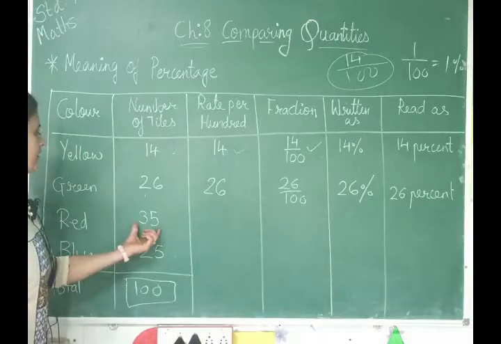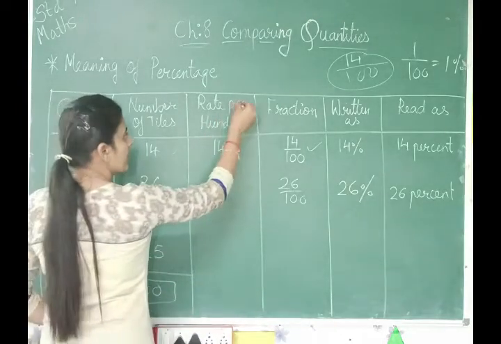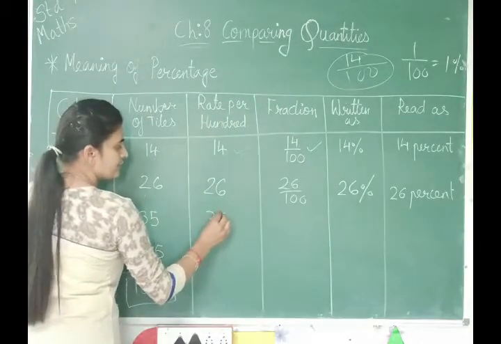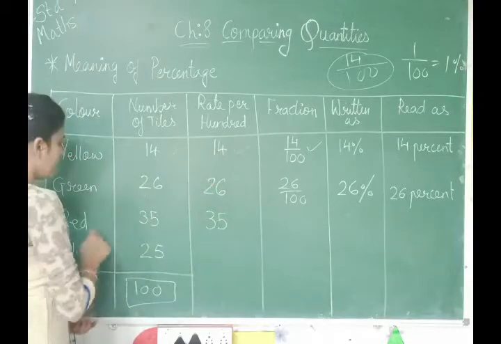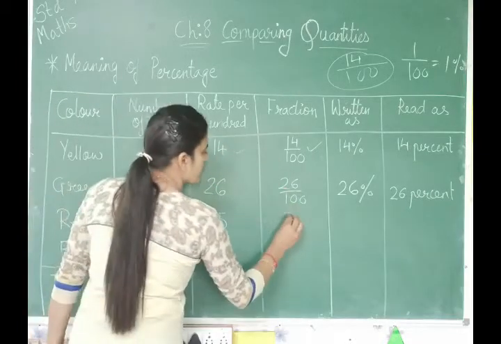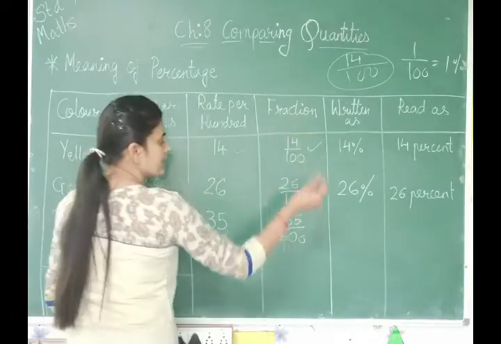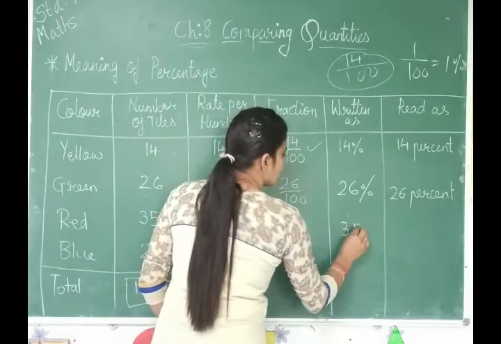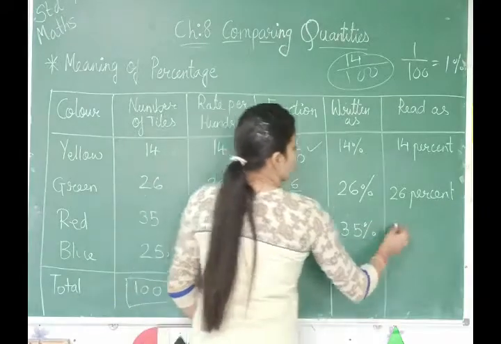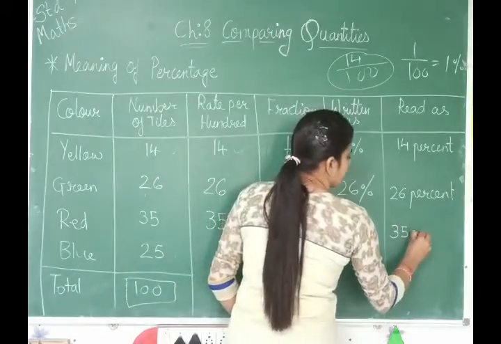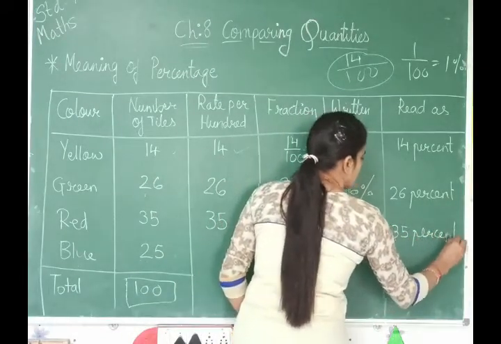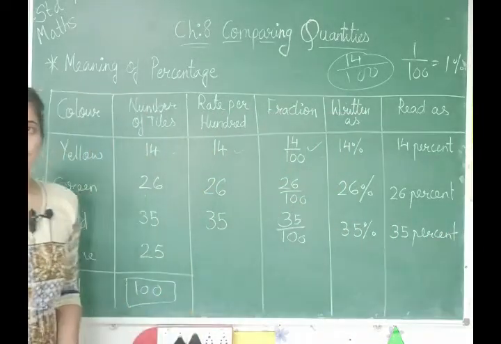Similarly, red is 35. So the rate per 100 is 35. Out of 100, 35 are red. So in fraction form it can be written as 35 divided by 100, written as 35%, and here 35%. Now the last one you will do on your own.